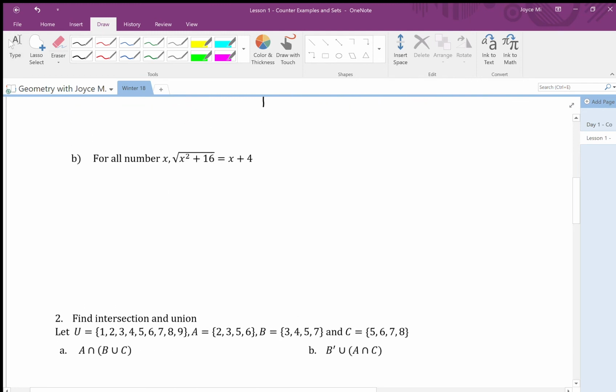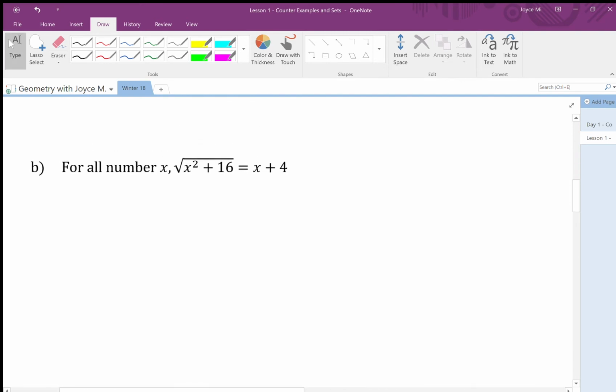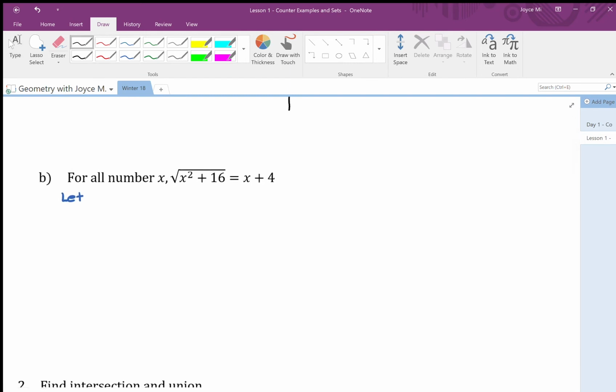Now let's look at part B. Part B says for all numbers x, the square root of x squared plus 16 equals x plus 4. Again, I'm looking for a number x such that when I substitute x into the equation, I get a not true statement. I want the left-hand side not equal to the right-hand side. There are many possible answers, but let's pick one. Let x equal, let's see, a small number. Let's make it 3.